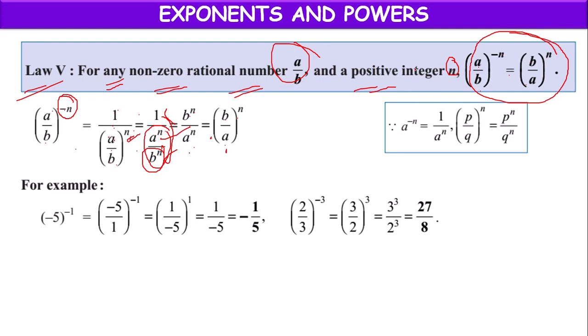So whenever we have (a/b)^(-n), whenever we have a negative exponent, we can write the reciprocal of the base and make the exponent positive. Or if you have only a^(-n), then you can write it as 1 by a^n. You can keep 1 by and you can write a^n.